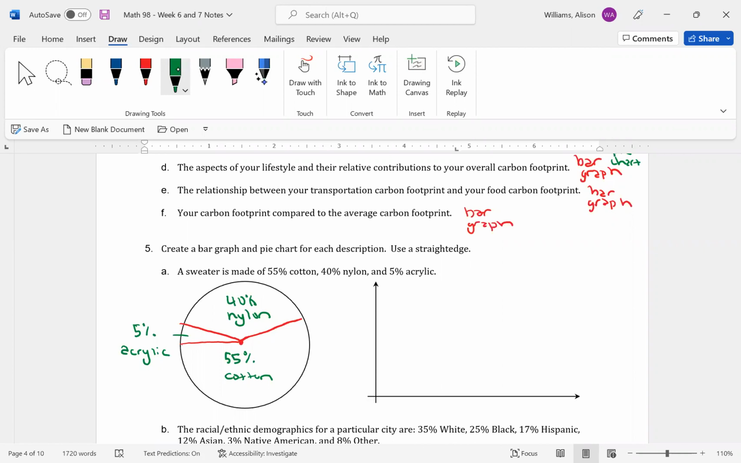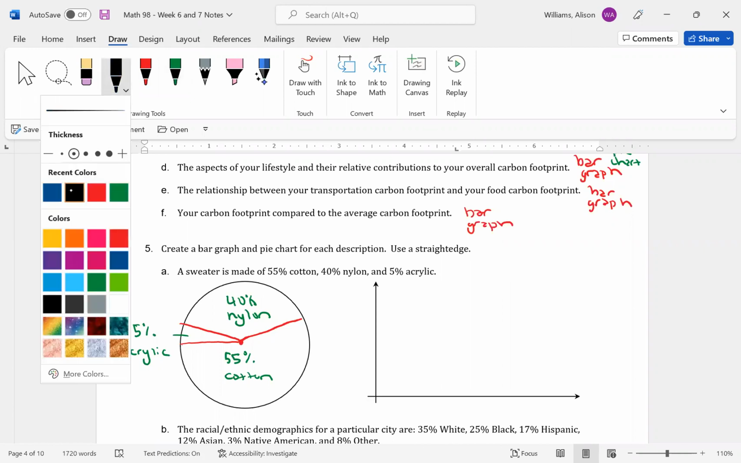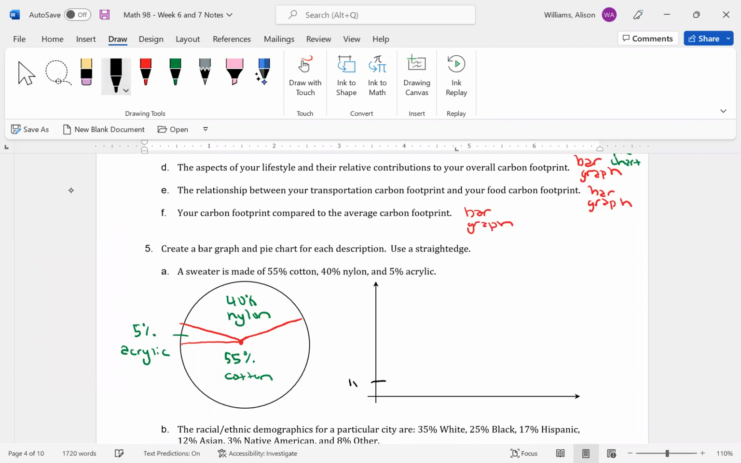Now, if I'm going to do this on a bar graph, it actually makes more sense to create tick marks on the bar graph itself, to give me something to work from. So if that's 10%, and that's 20, 30, 40, 50, 60. So it might make more sense to give me some labels to work from for the comparison. All right, and then down here will be cotton, nylon, and acrylic.